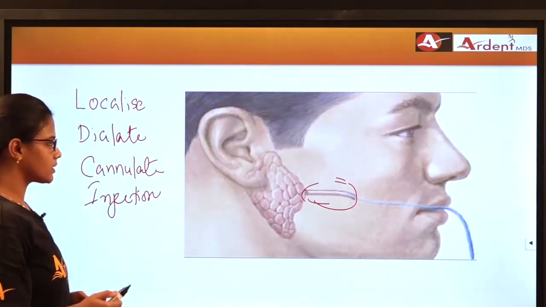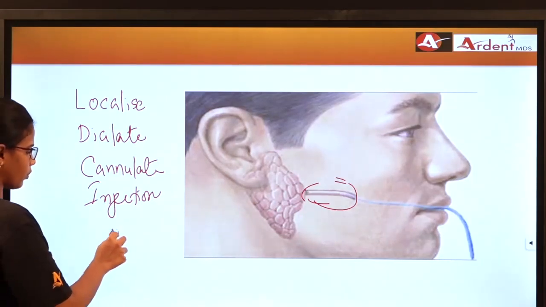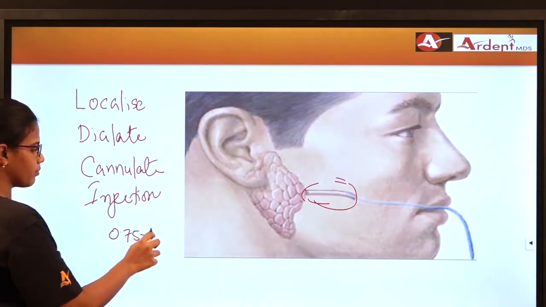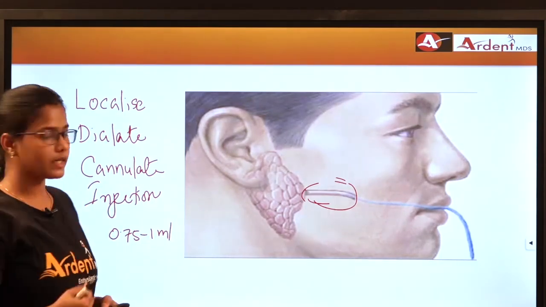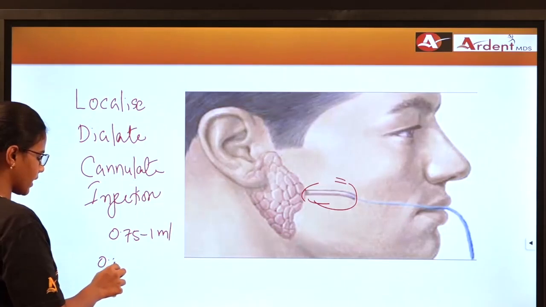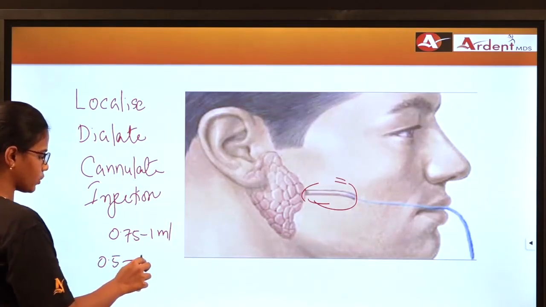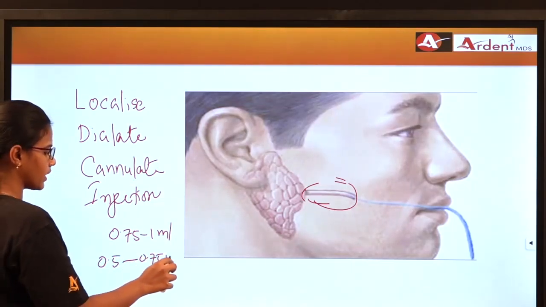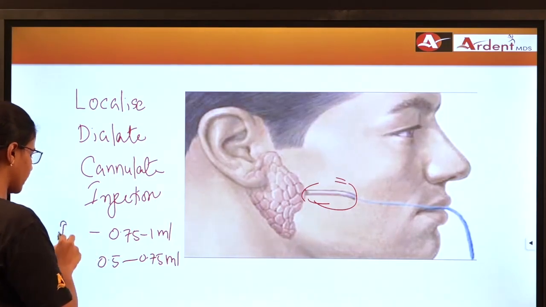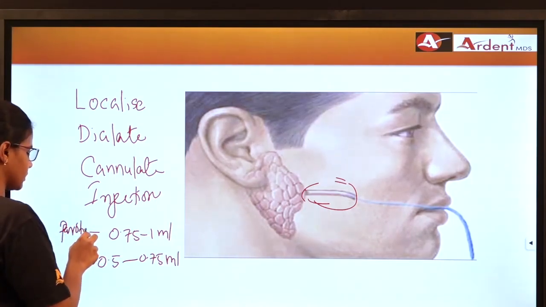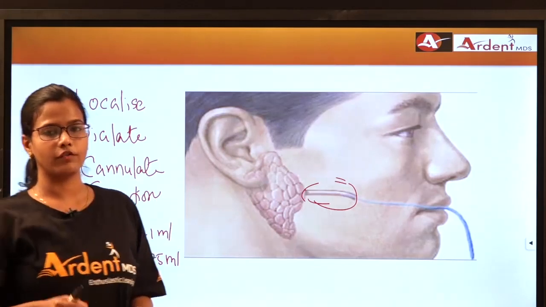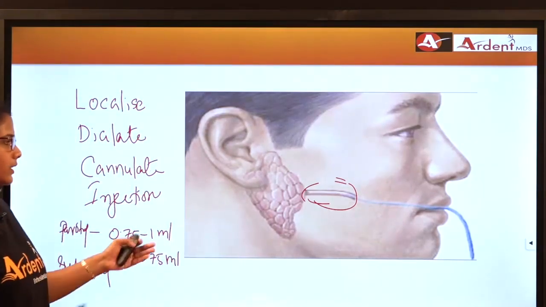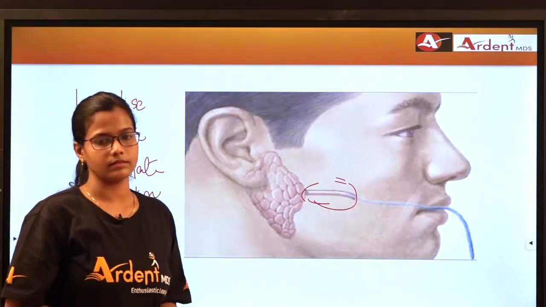So for major salivary glands, we use 0.75 to 1 ml of contrast medium for the parotid gland mainly, and for the submandibular gland 0.5 ml to 0.75 ml of contrast medium is used. This is for parotid, this is for submandibular gland. So this is how we perform a sialography, and after that we have to image.